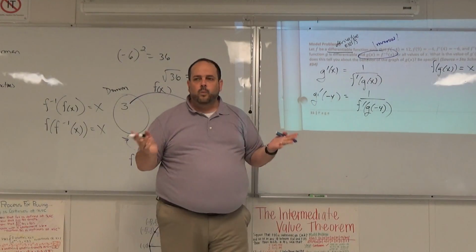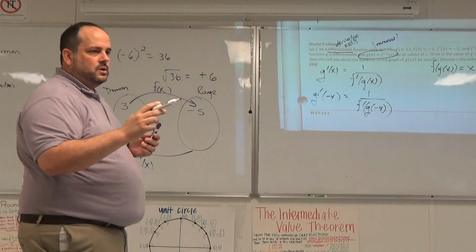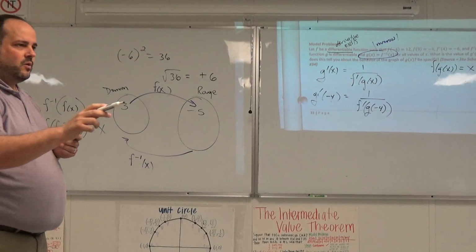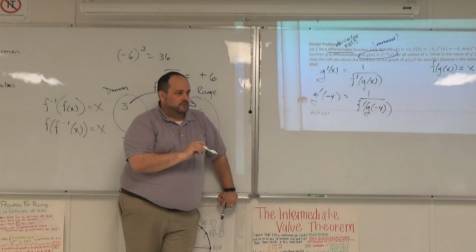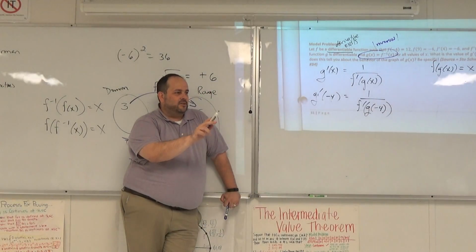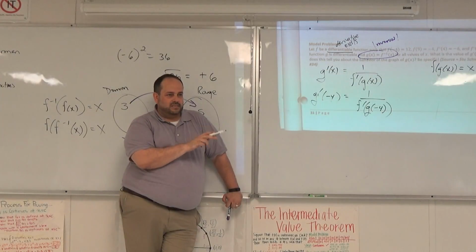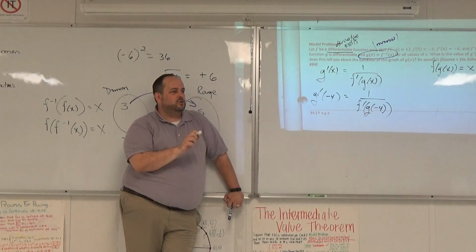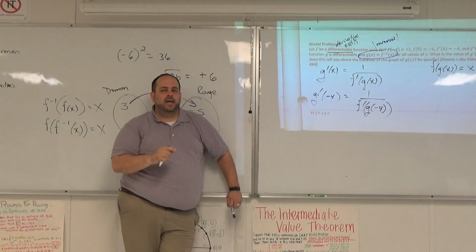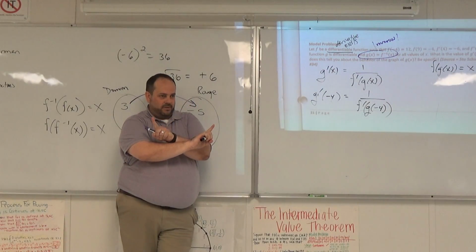What's g of negative 4? Who knows what g of negative 4 is? Don't call it out. What's g of negative 4? They told it to you, just not in the way you're looking for it. Myra sees it. I think Celeste is having an epiphany here. They have told you what g of negative 4 is, but you need to remember this inverse relationship.